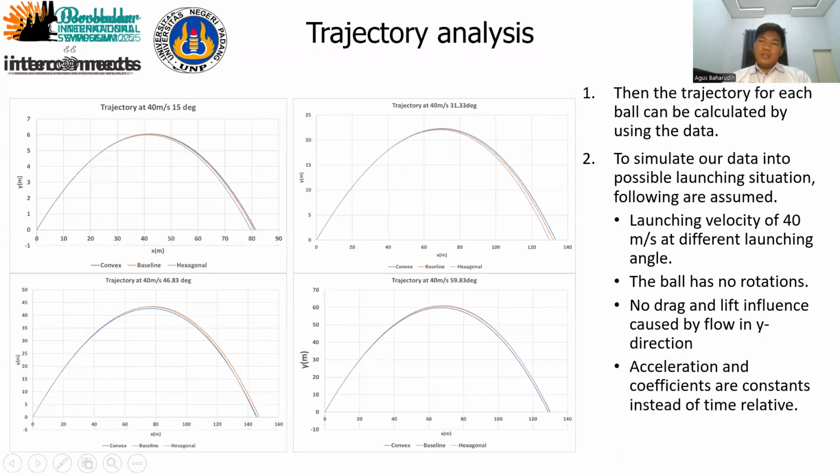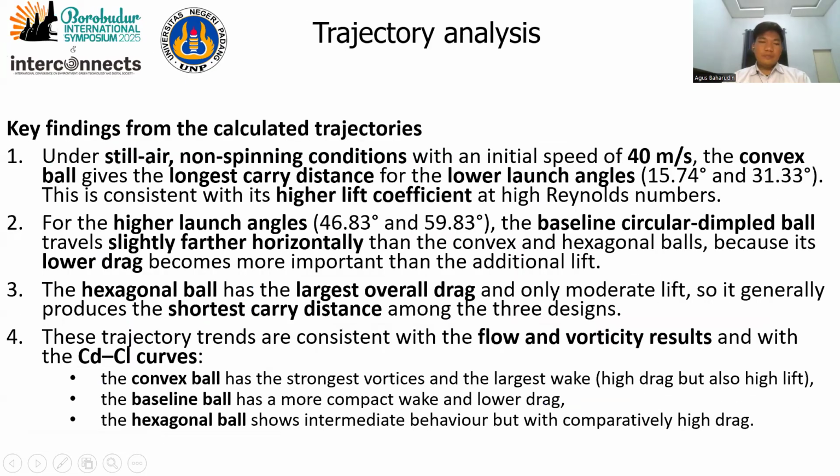And then this is the trajectory analysis. For the trajectory analysis, we simulate at different launch angles from 50 degrees to 59 degrees. To simulate our data in possible launching angle situations, the following are assumed. Launching velocity is about 40 meters per second at different launch angles, as I mentioned before. The ball has no rotation, no drag and lift influence caused by the flow in the right directions, and accelerations and coefficients are constant instead of time dependent.